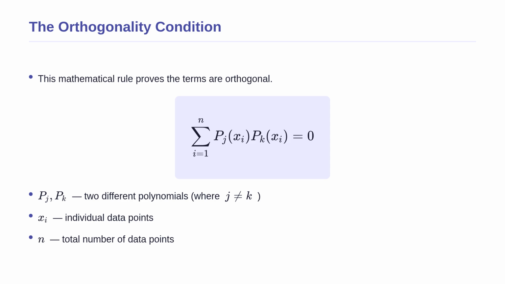You multiply the value of the first polynomial by the value of the second polynomial at every single data point, and then add all those products together. If this final sum is 0, the condition is met, and the variables share absolutely no overlapping information.